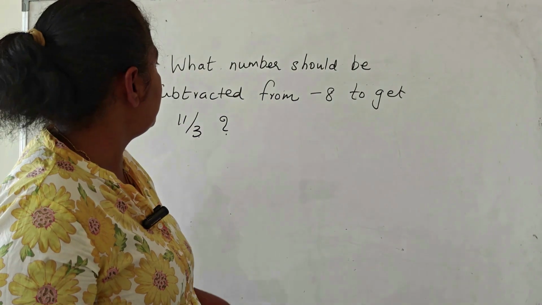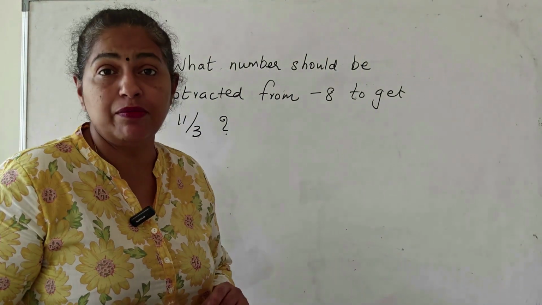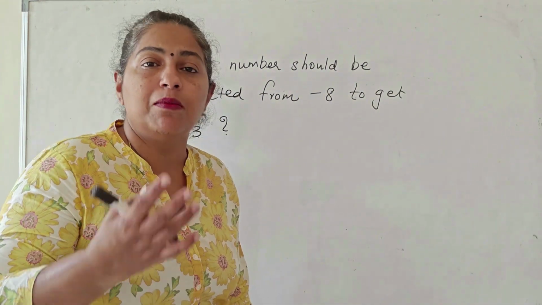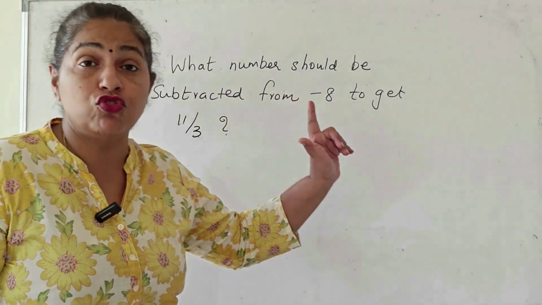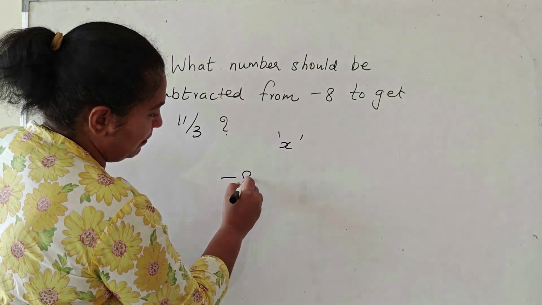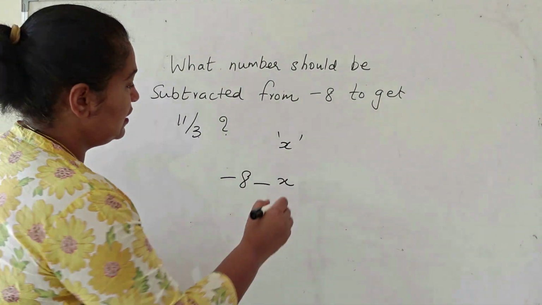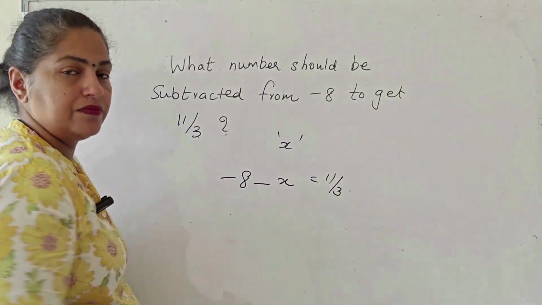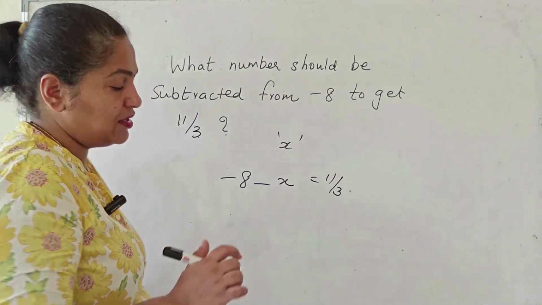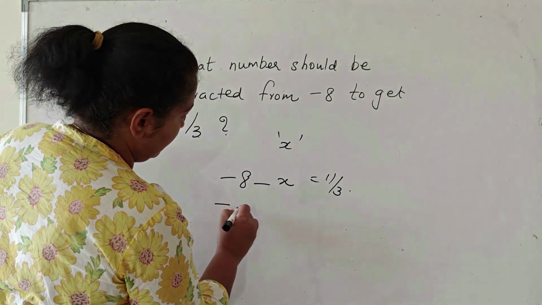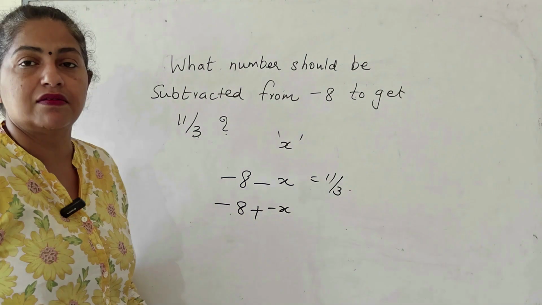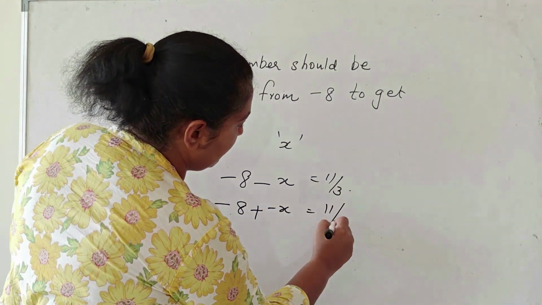What number should be subtracted from minus 8 to get 11 by 3? Again, better to write the steps so that you do not make mistakes. Let us take the number that is to be found or the number that is to be subtracted as x. So this number is subtracted from minus 8. Okay, and we are getting 11 by 3. Now let us rearrange. Let us take x to one side and the numbers to the other side. So minus 8 plus minus x. Fine. This is equal to 11 by 3.